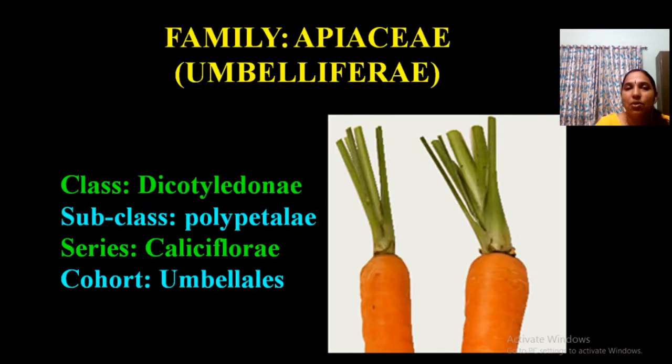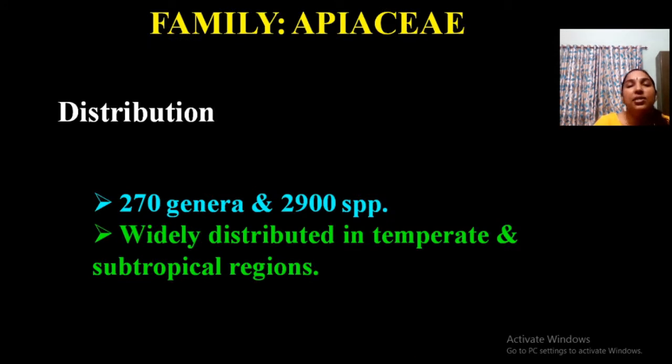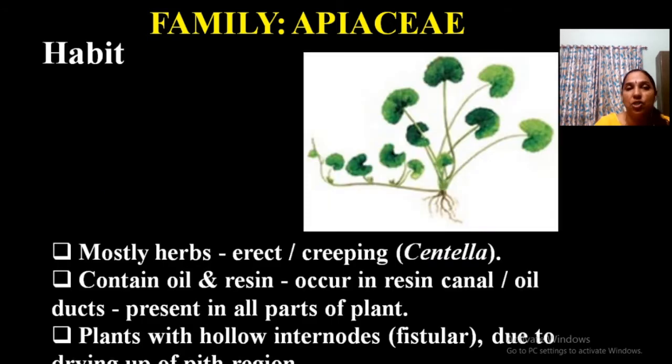So let us look into detail. This belongs to the class Dicotyledonae, subclass Polypetalae, series Caliciflorae, cohort or order Umbellales. Carrot is a very important one. It has 270 genera and 2,900 species, widely distributed in temperate and subtropical regions.